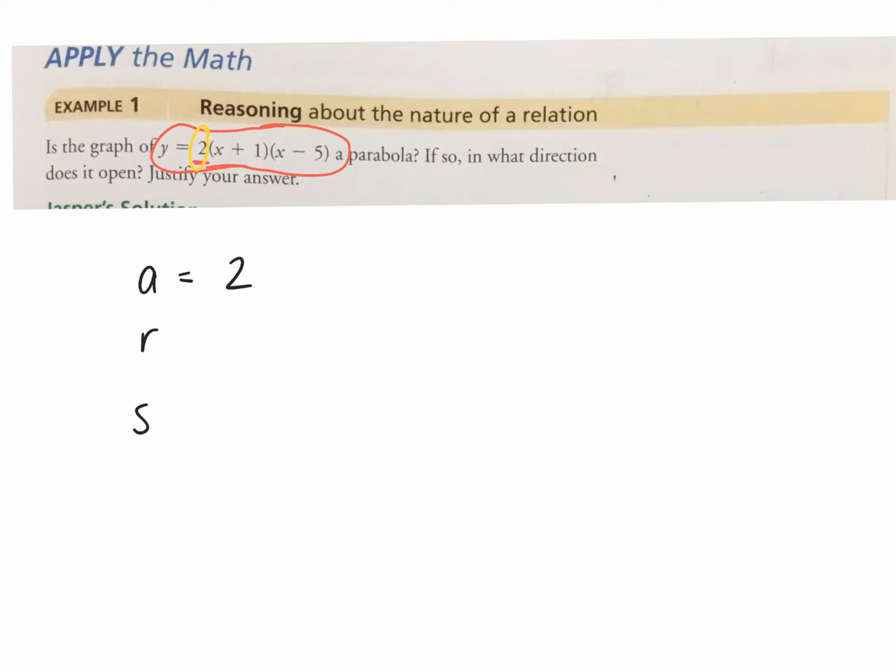Does it open up or down? Up. It opens up. And is it stretched? Is it thinner or is it wider? Thinner. It's skinnier. It's stretched, right? Because A is a number that's greater than 1. Okay, so you know that it's going to open up. You know that it's going to be stretched.